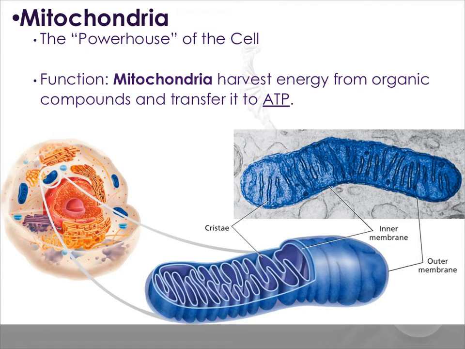Okay, another feature is called mitochondria. All right, so it's going to kind of look like this. They kind of look like, I don't know, jelly beans or kidneys or something like that if you want to liken it to something. The function is to harvest energy from organic compounds and transfer it to ATP, which you might remember from the last chapter as adenosine triphosphate. It is the energy currency within the cells, energy currency.